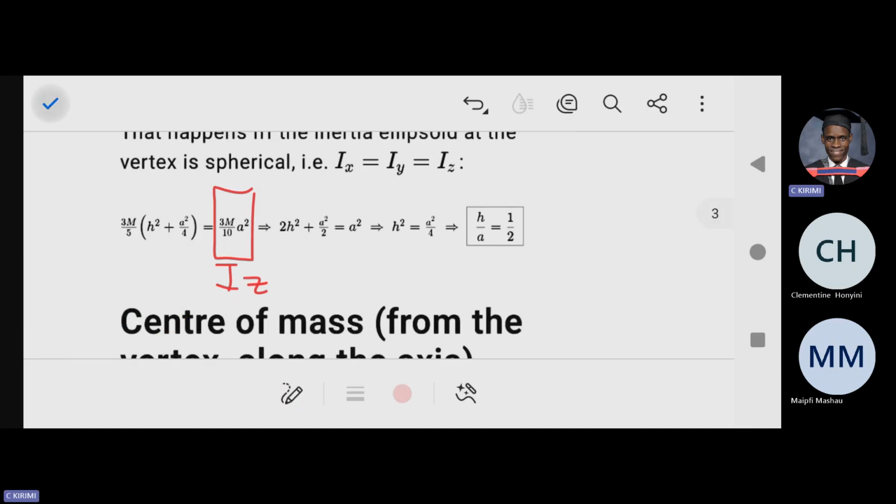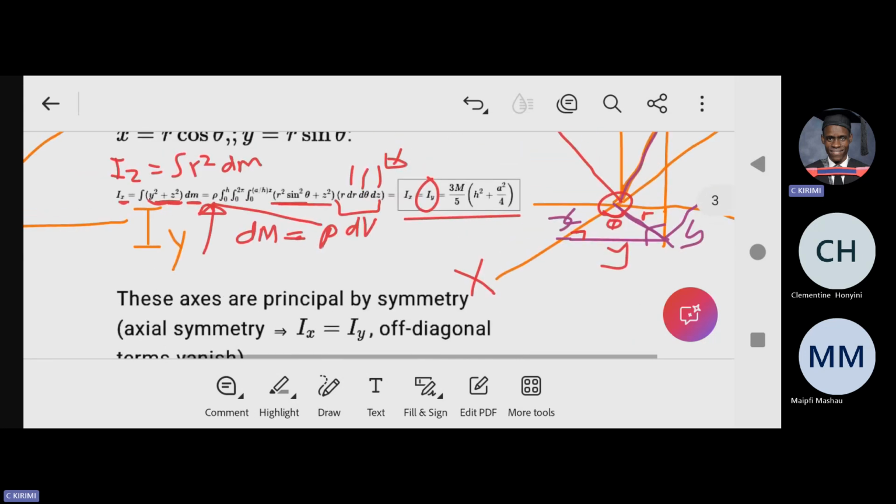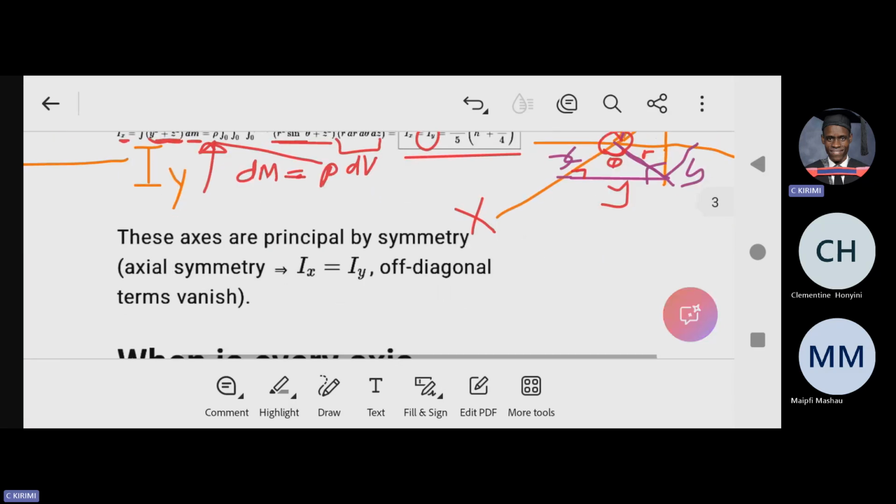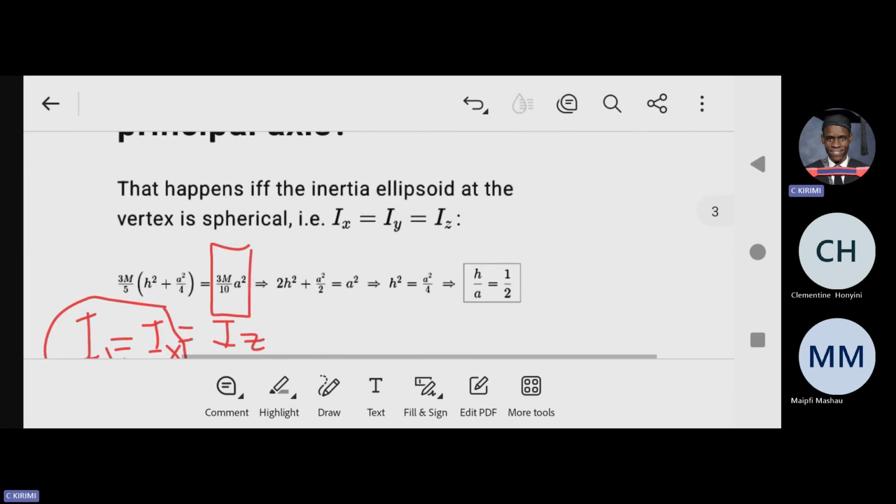Then we brought this moment of inertia that we calculated here, so that we can be in a position to calculate the principal axis. The principal axis only occurs when the moment of inertia in the x is the same as the moment of inertia in the y is the same as the moment of inertia in the z. So now I'm solving. What is that value of A that is going to satisfy that condition? So it's a matter of solving for A.